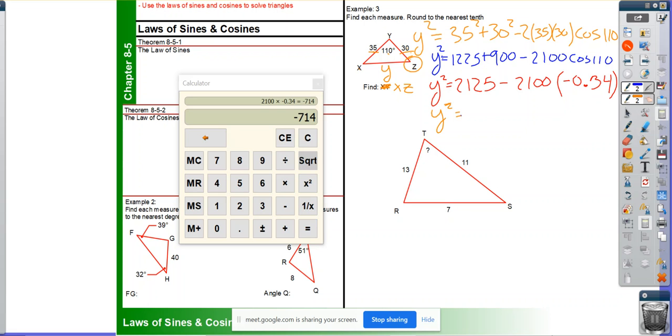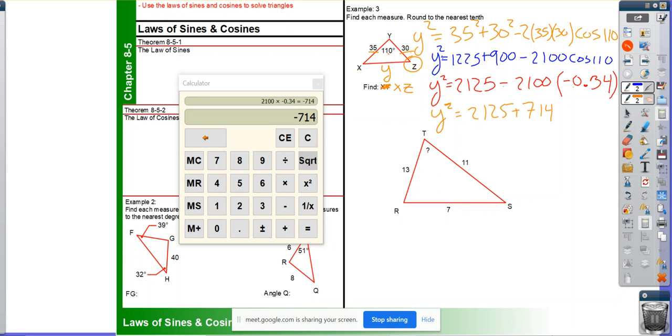Okay, so if y squared is equal to 2125 minus 7... Wait, oh, wait a second. So that's plus, isn't it? Because we have a negative times another negative, so it's a positive. Right? Wait, I got 718 when I did it. You got 718? Yeah, well, negative 718.